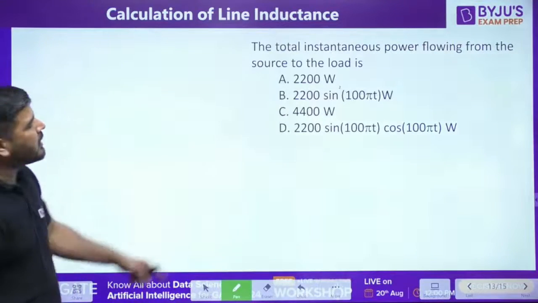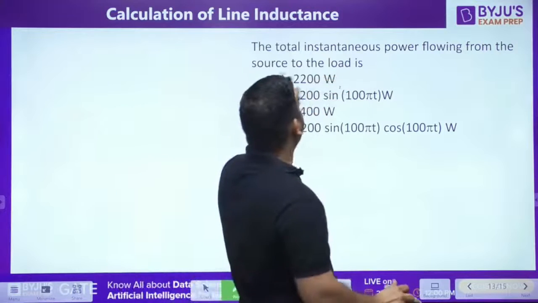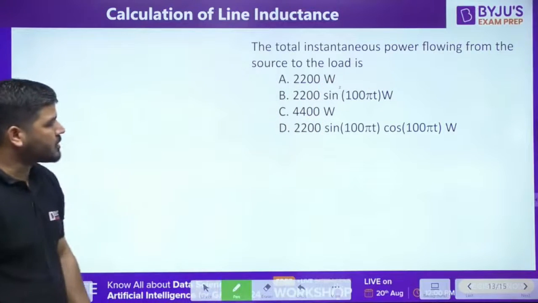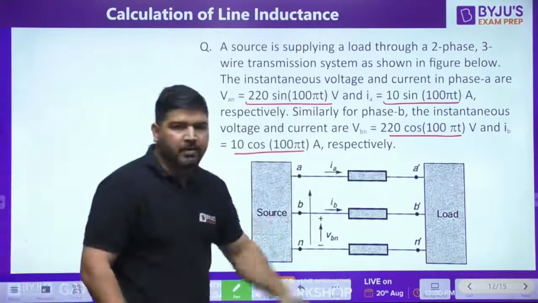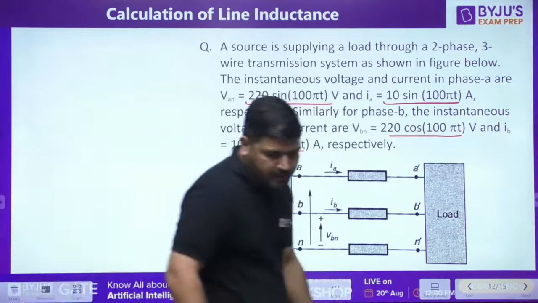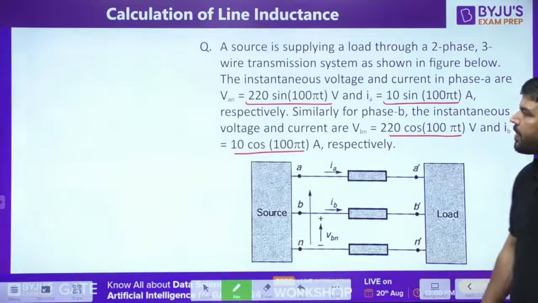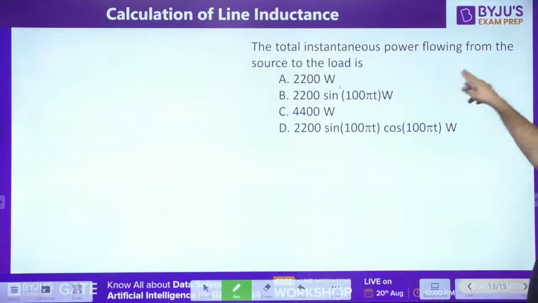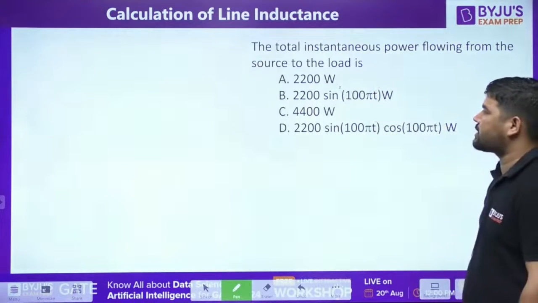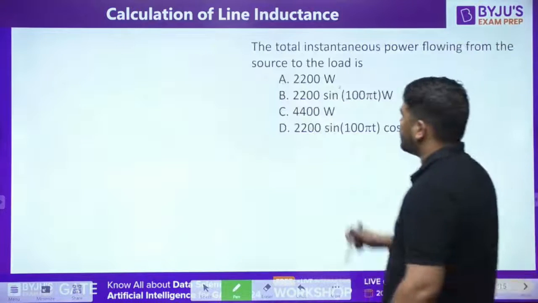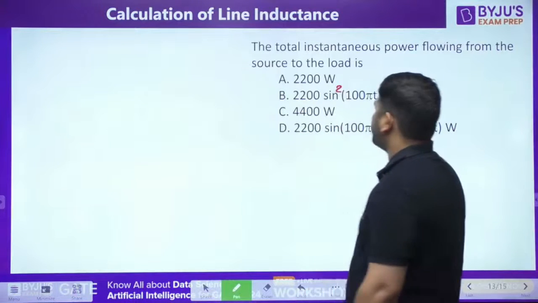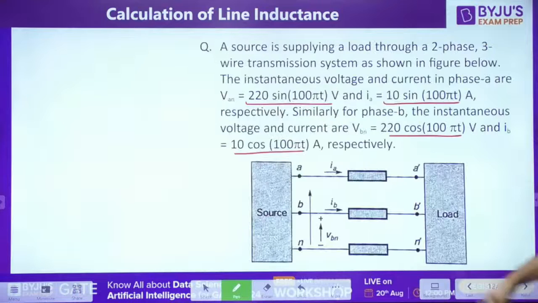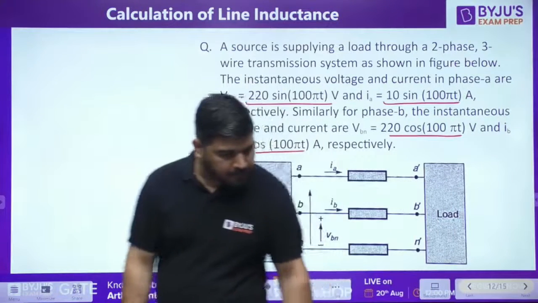Now what I need to do is the total instantaneous power flowing from the source. How much instantaneous power is flowing from the source? So it's a very easy question, guys. Try to solve it. We need to calculate that, and options are given like this. In this option it is given as square. So tell me, guys, which option is correct?